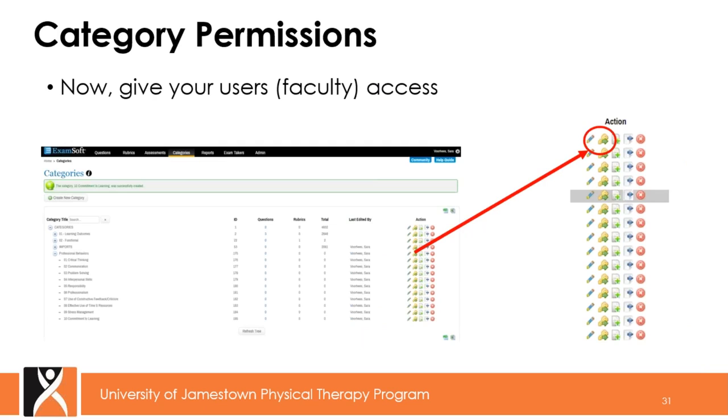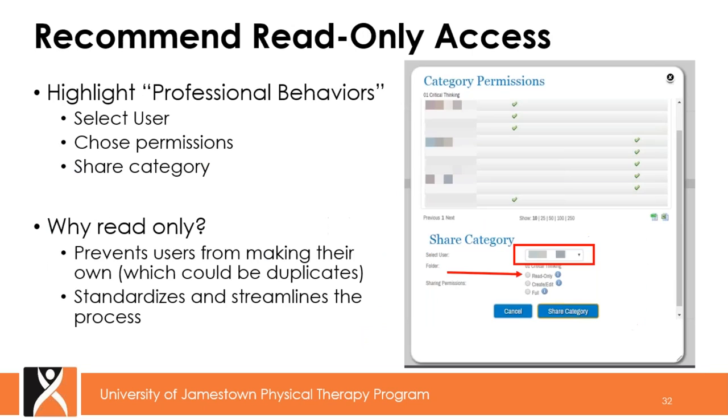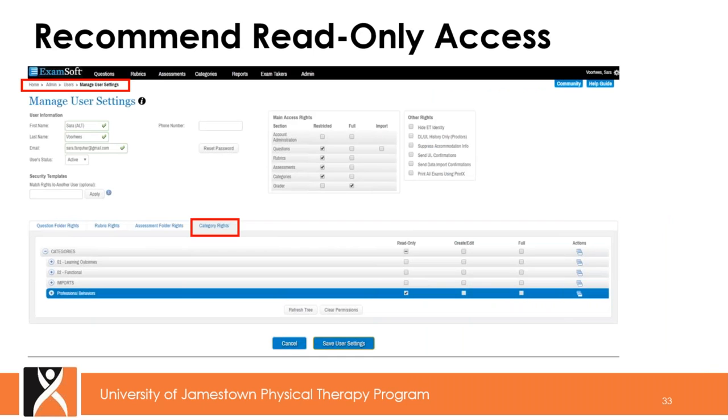So then they're all entered and they look like this. The next thing we have to do is give the faculty or the users access to it. You hit the little key icon, the little yellow thing, and then you can give the faculty access. You can also do this under the administrator tab if you're an administrator. I can highlight the professional behaviors, choose my user and my permissions, and then share the category with that user.